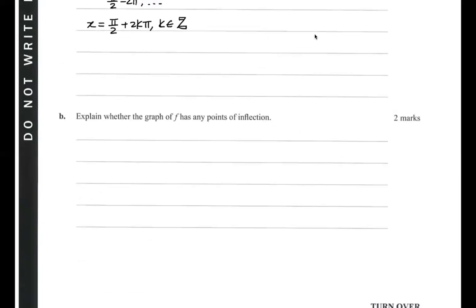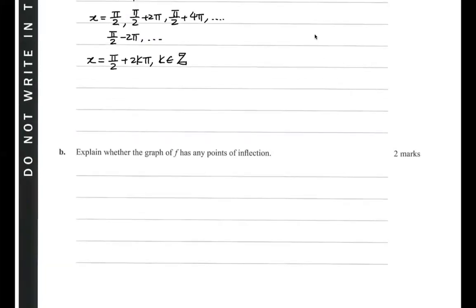The next one, explain whether the graph of f has any points of inflection. It's very tempting for us to say, okay, since we have an infinite number of solutions from the previous part, we have an infinite number of points of inflection. But that's not the case here, because if you consider the sufficient condition for a graph to have a point of inflection, we must notice that the graph has changes in its concavity. What that means is, if a graph looked like that, yes, it has changes in its concavity, but the condition for changes in concavity is the sign change in the second derivative.